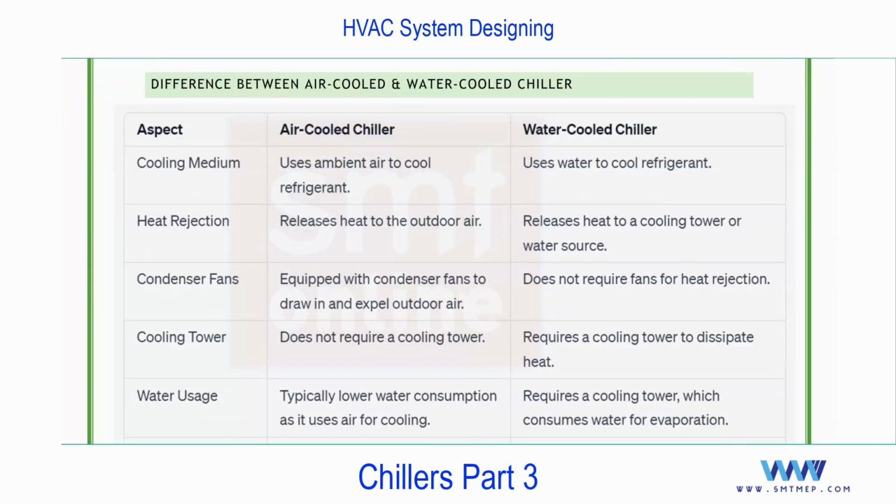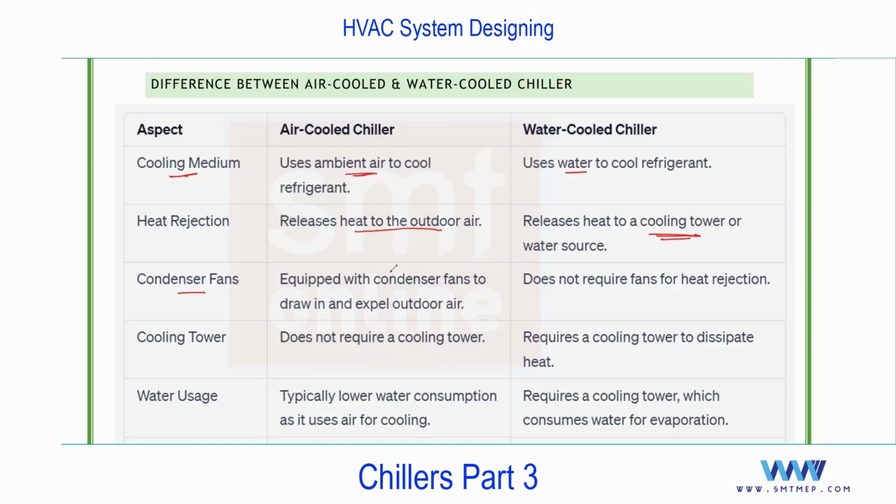You see, this is important from the interview point of view. You see in the list, the first point, if we talk about the difference between air cooled and water cooled chiller, cooling medium: we are using the atmospheric air in air cooled chiller. There is a major difference between air cooled and water cooled. In water cooled chiller we are using water to cool the refrigerant. Next, heat rejection: here we release heat to the atmosphere, and there we release heat to the cooling tower or to the water, which is used to cool that condenser again.